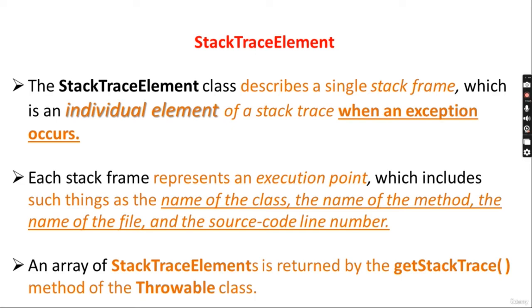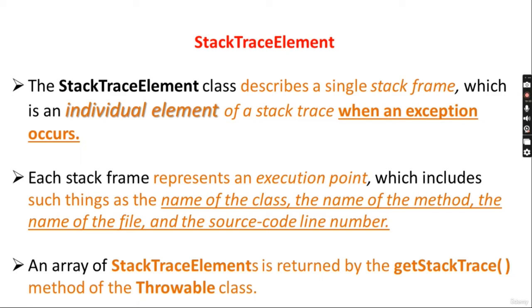Then StackTraceElement. The StackTraceElement class describes a single stack frame, which is an individual element of a stack trace when an exception occurs. Each stack frame represents an execution point which includes such things as the name of the class, the name of the method, the name of the file, and the source code line number. Okay, so each stack frame will have this separate information. An array of the stack trace elements is returned by the getStackTrace method of the Throwable class. Okay, so this method is not new to us. We have already used this getStackTrace.